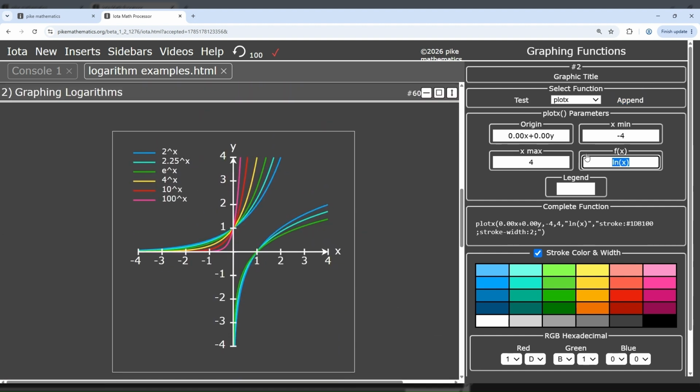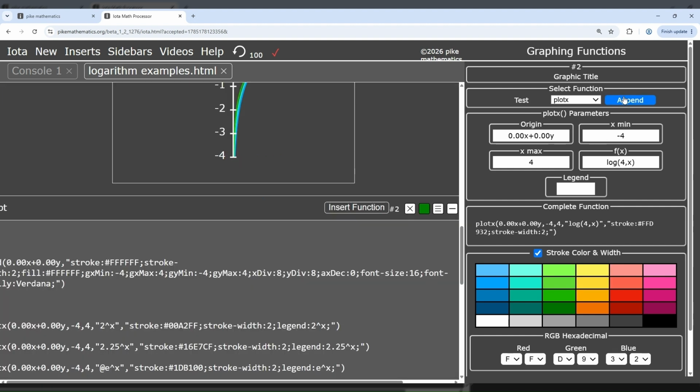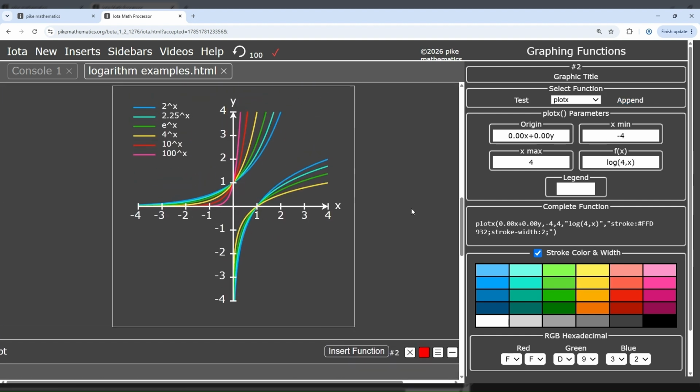Okay. Then we did 4 to the x. So that would be log base 4 of x. Yellow. And then we did 10 to the x. So the logarithm of base 10 would be next. But instead of typing in base 10, we're just going to do log of x to demonstrate that you don't need to put in a base when the base is 10.